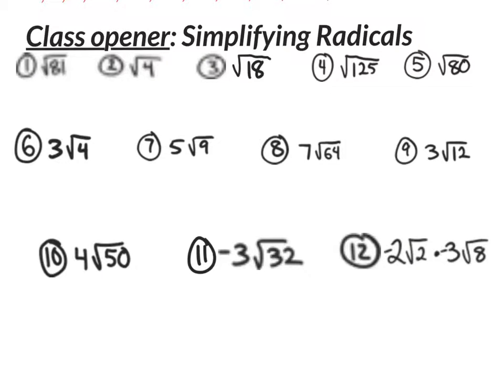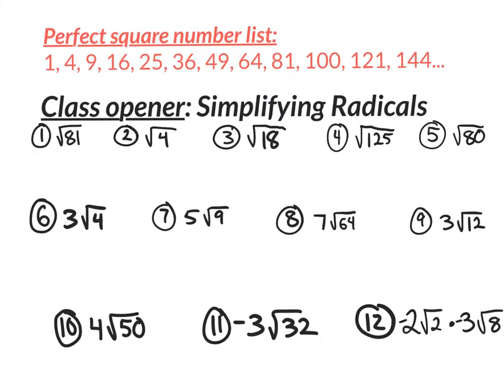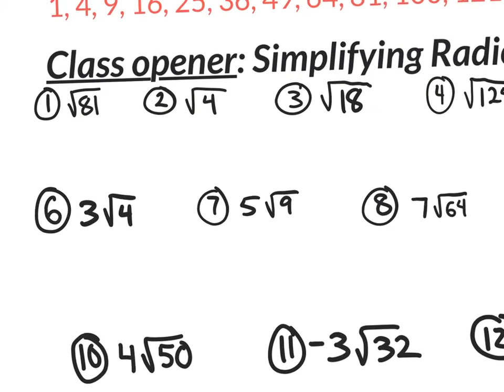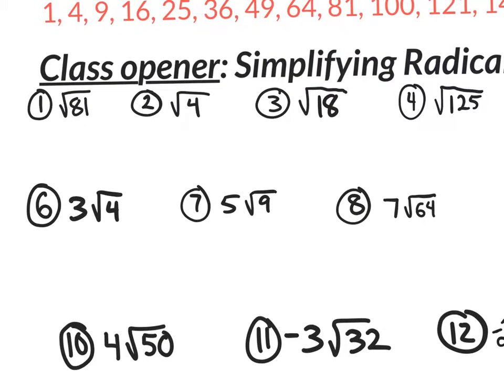So in order to be able to do this class opener, you got to be familiar with the perfect square number list. And of course, you could write that down, create it by yourself. Just 1 times 1 is 1, 2 times 2 is 4, 3 times 3, 4 times 4, and so on and so on. So anyway, the square root of a perfect square number is a perfect answer. So the square root of 81 is 9. The square root of 4 is 2.